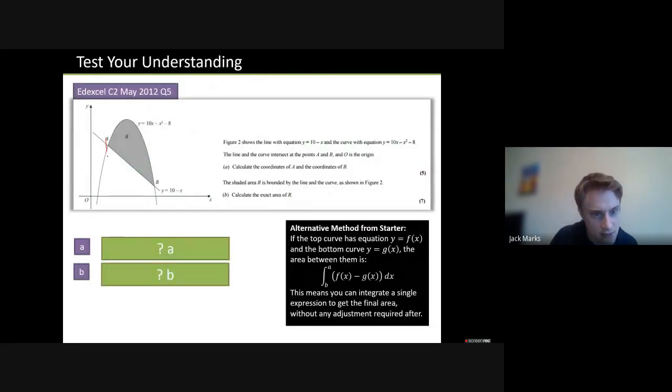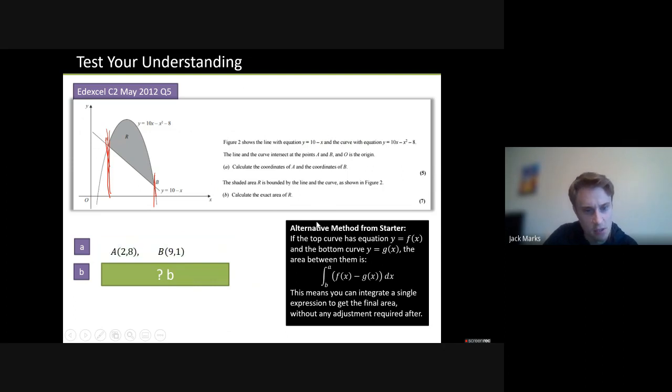My advice is to remember that you are only working between here and here. So find more to start with and then subtract away until you are only left with the shaded section. And if we have done this, A and B we find by simultaneous equations. We can find those coordinates there. Why is that important? Because 2 and 9 will be your limits for integration.